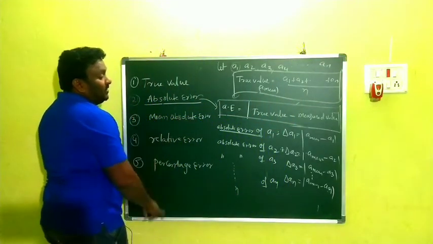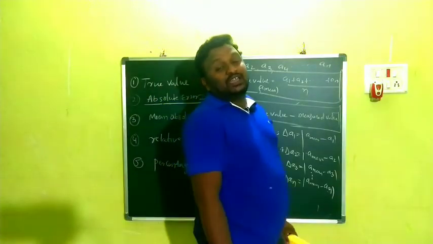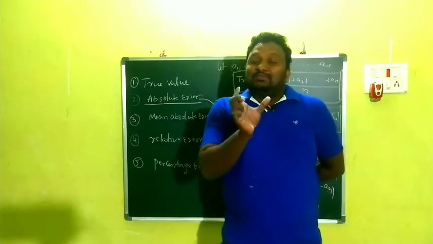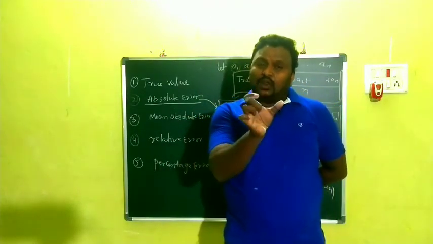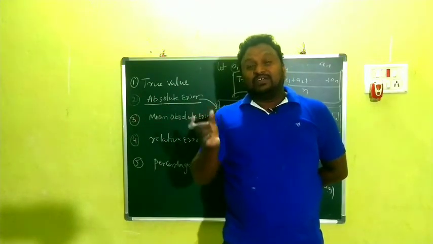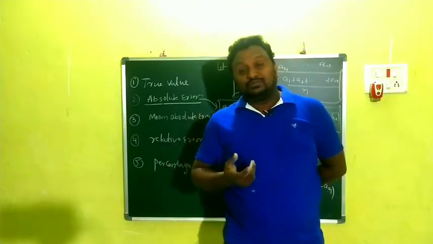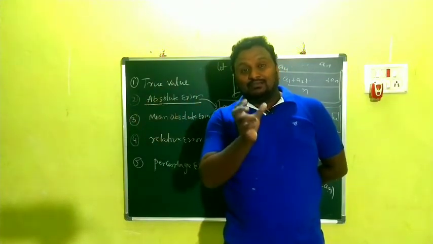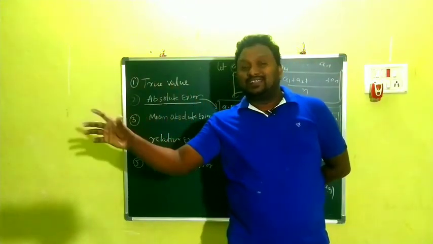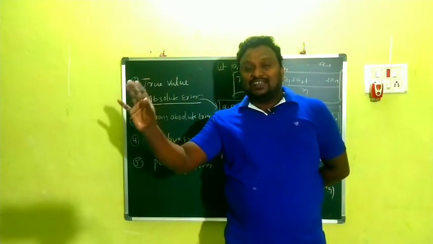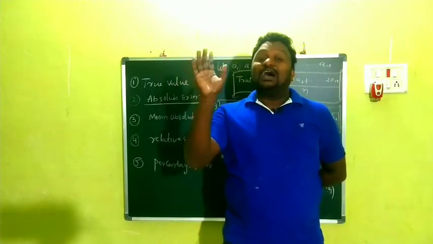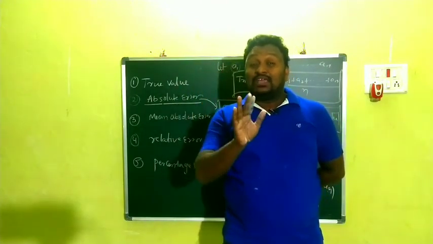Mean absolute error. What is that? Clear, children? Mean means average. In the title itself we have the story: mean absolute error. We are taking the average for which? The absolute errors. Simply, the average of all absolute errors is called mean absolute error.